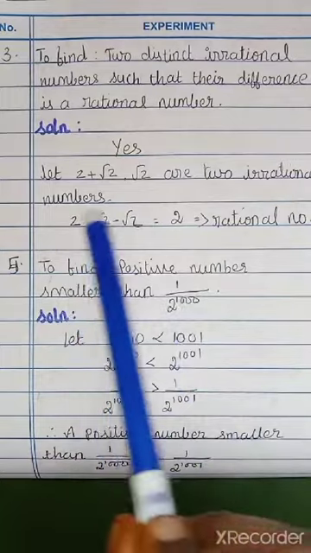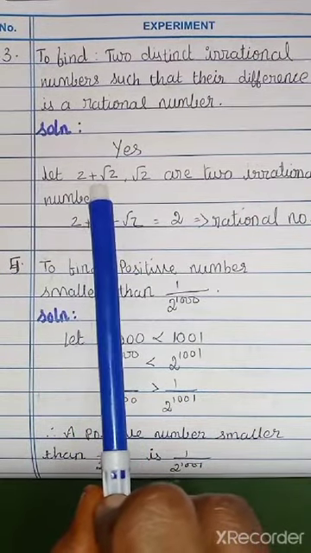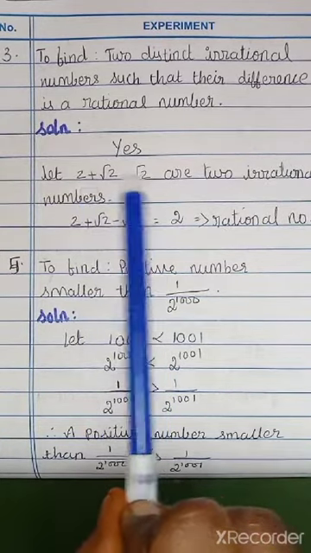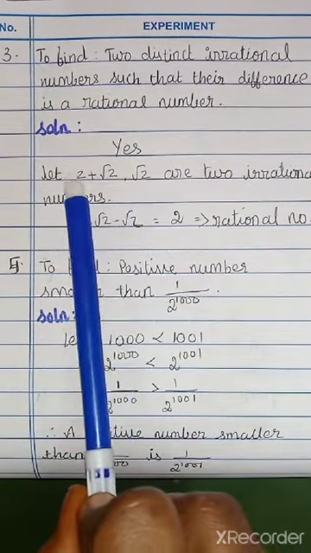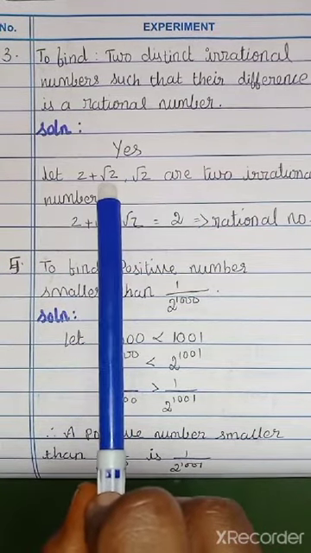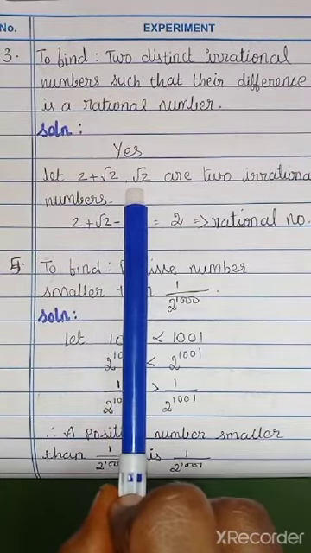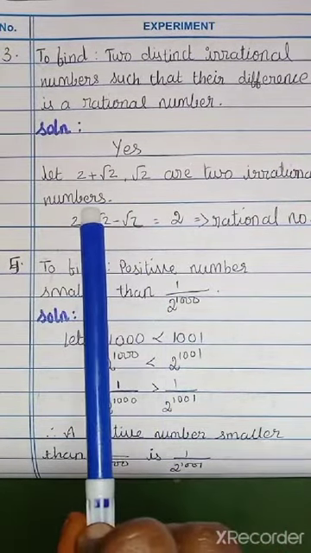Okay, let's see. I'm taking two irrational numbers as 2 plus root 2 and root 2. In 2 plus root 2, root 2 is an irrational number, right? So irrational plus rational is an irrational number. So 2 plus root 2 is an irrational number. Root 2 is another irrational number. So we are taking two irrational numbers.